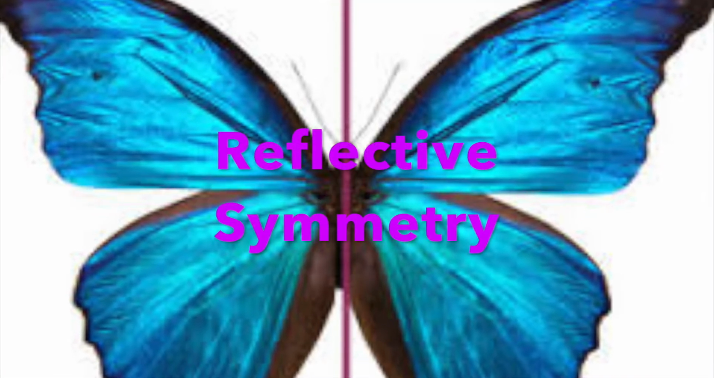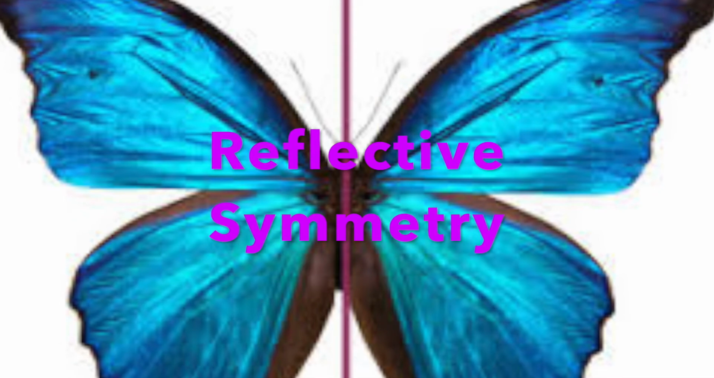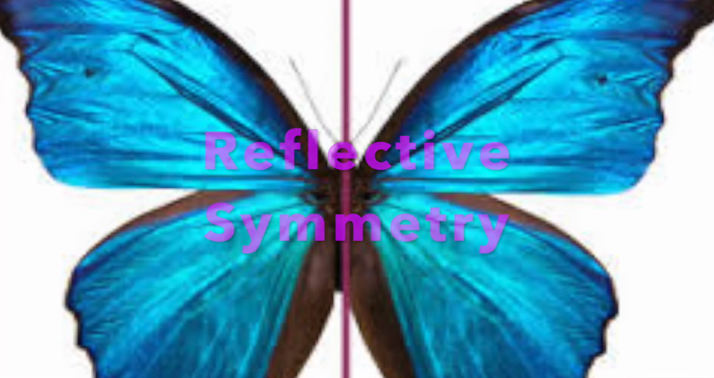There are a few different types of symmetry we will learn about. Symmetry translates to appearing the same on both sides. This butterfly is an example of reflective symmetry. You can see the line of symmetry splits the butterfly into two same halves that mirror one another. Reflection makes me think of mirror. You get the same image on both sides.